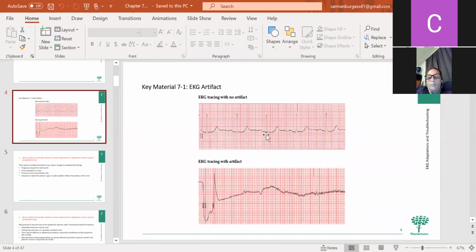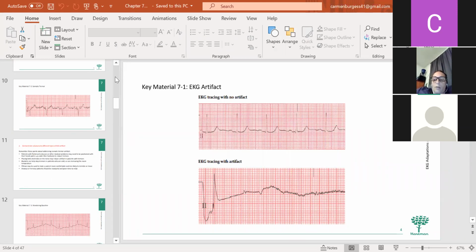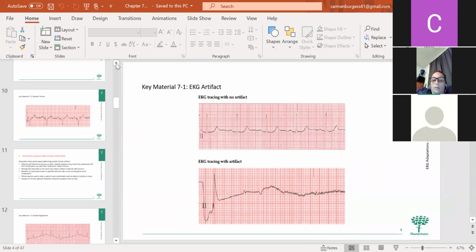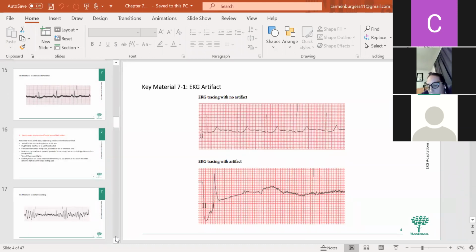Y'all remember? So it's wandering baseline. Electrical. What else? Somatic. Yep. So you have different types of artifact. If you say wandering baseline or somatic, those are two types of artifact, right? Because that is a question on the test: knowing what is artifact and what are the different types you can have.